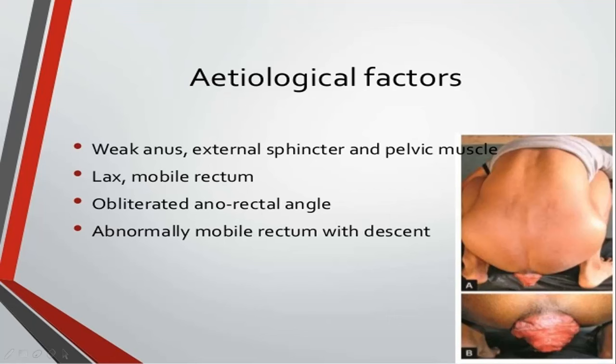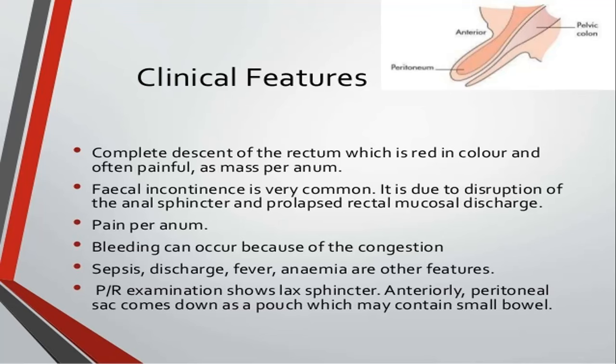In etiology, you can see here the complete prolapse. This is called squat position. You ask a patient, you ask a child, to sit in a squat position and strain. It will show you the prolapse. So the etiology is weakness of anus, external sphincter, pelvic muscle, mobile rectum, obliterated anorectal angle, abnormally mobile rectum with descent.